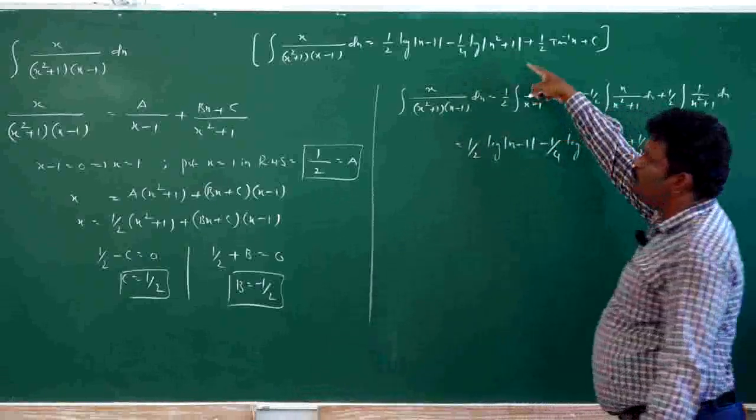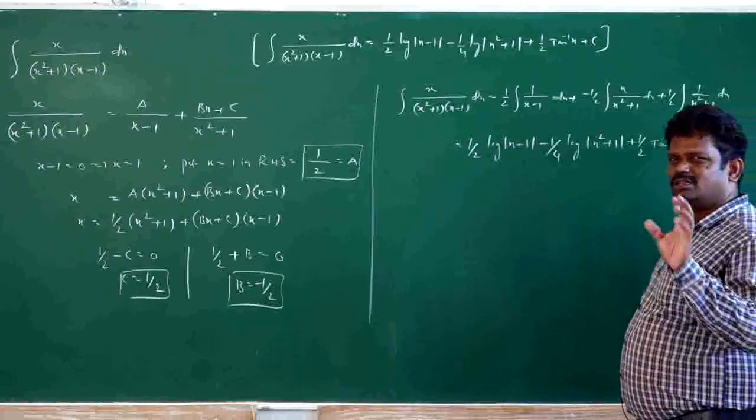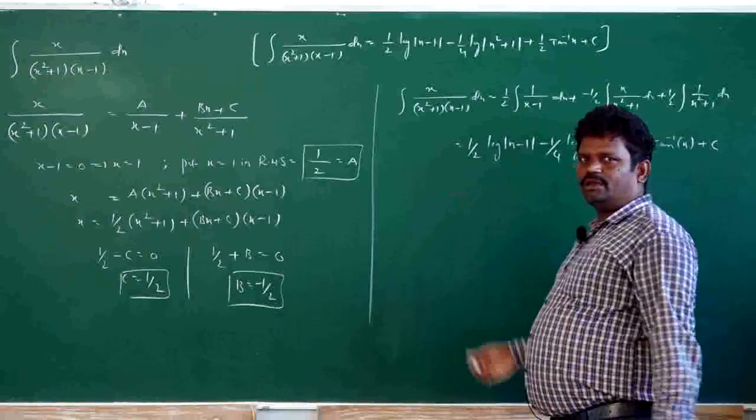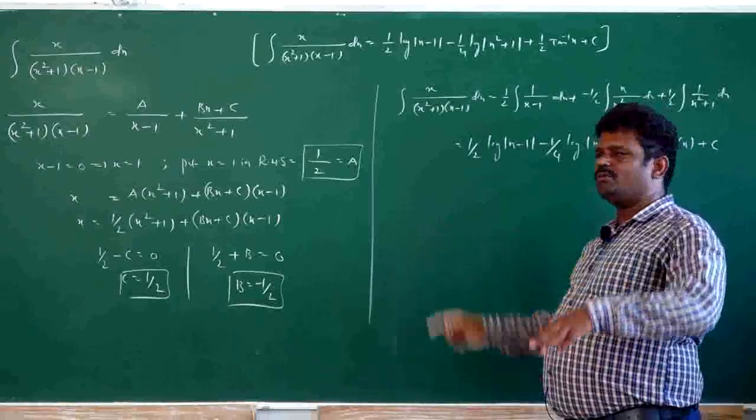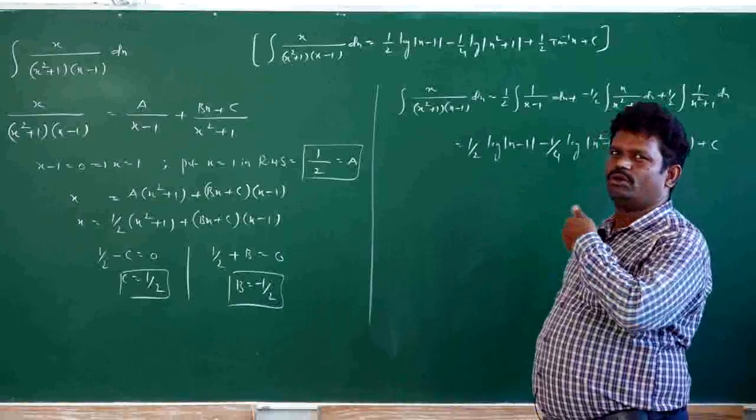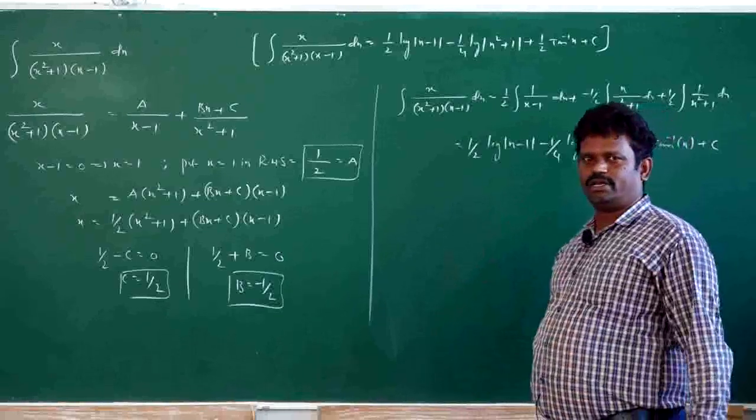Now we compare both answers, they are the same. So this is the shortcut method, if you remember it and solve the problem easily, the lengthy process is not required. Comparing the coefficients like that, you find the answer, okay? Right.